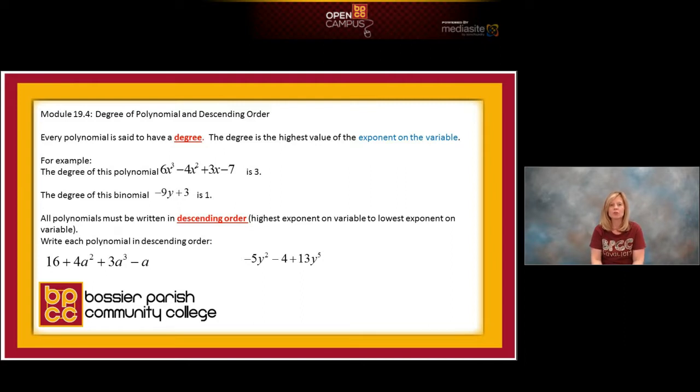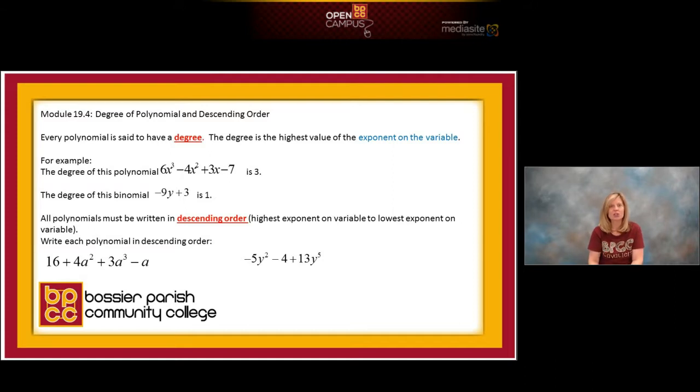So if you look at your notes, our first example of our polynomial is 6x cubed minus 4x squared plus 3x minus 7. And it says that polynomial is to degree 3. Let's understand why. Well, let's look for the exponents. On the letter x, there's a superscript of 3. On the second x, there's a superscript of 2.